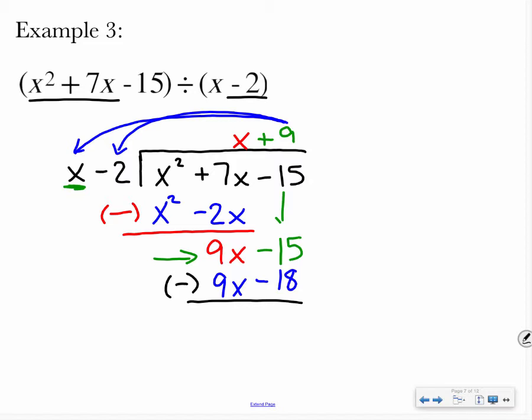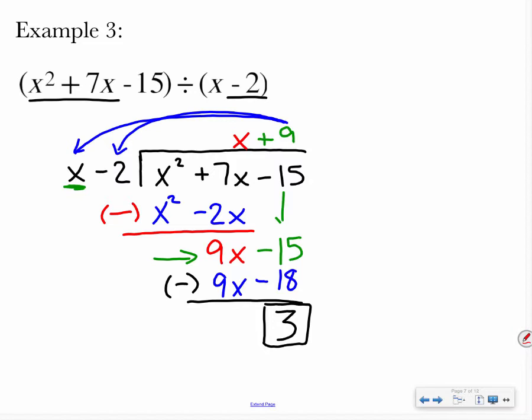Now, again, I'm going to subtract. So I have 9x minus 9x. That cancels and goes away. And I'm left with negative 15 minus negative 18. So that becomes negative 15 plus 18. Or we're left with 3. Okay, so 3 is our remainder because we have no other terms to bring down.